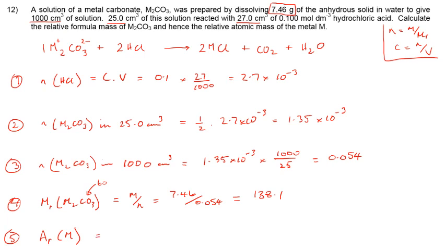So the sum is 138.1, take away our 60 for our carbonate ion, divided by 2 because we've got 2 metal ions in that formula unit, and that comes out at 39.1, which of course is potassium, which makes sense because then we know that potassium is a 1+ ion. Okay, so there's the worked solution for that. Hope that helps.